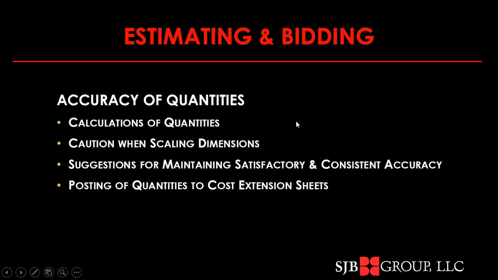Some suggestions for maintaining accuracy. You want to be able to convert fractions to decimals readily. 3/4 is 0.75, half is 0.5. Get comfortable using those decimals. It's generally faster and more accurate to convert the fractions to decimals as you're first writing it down on your quantity takeoff sheets.